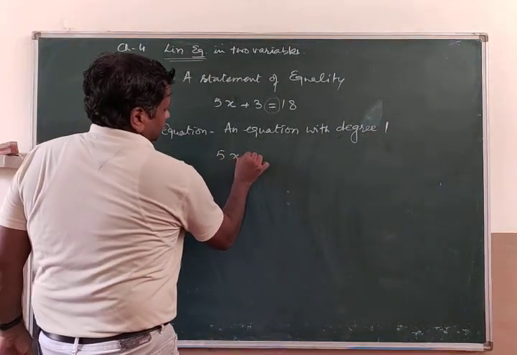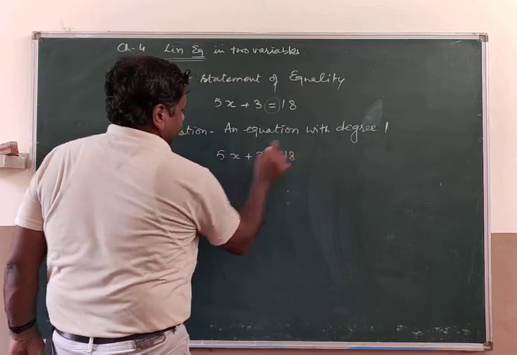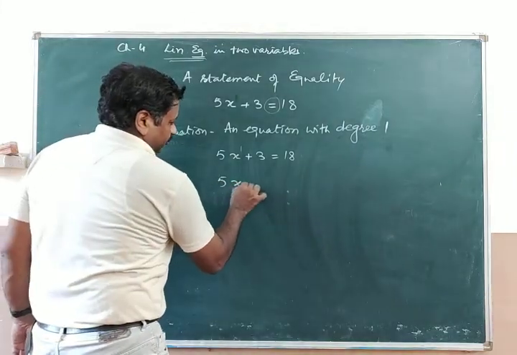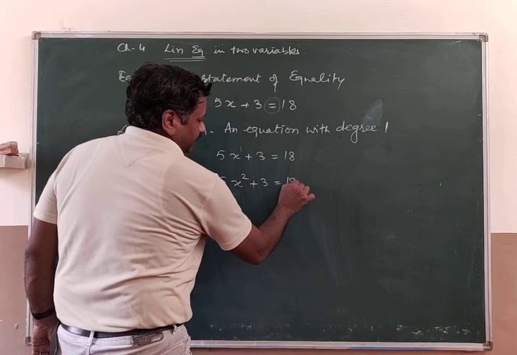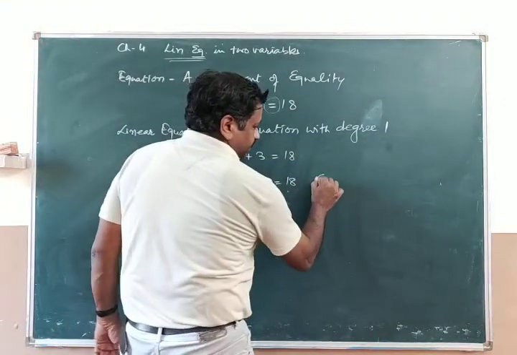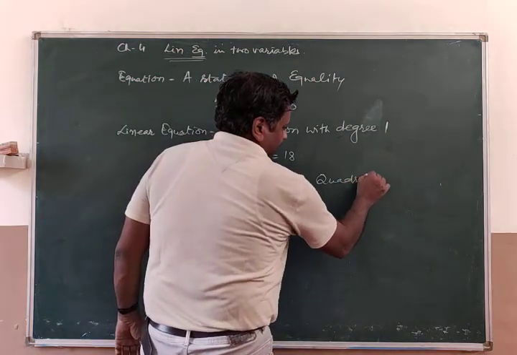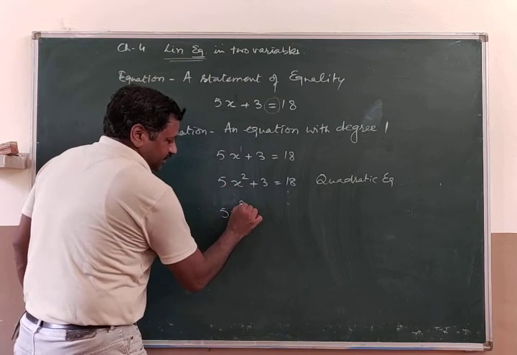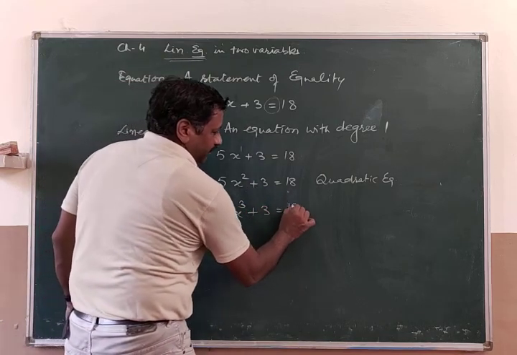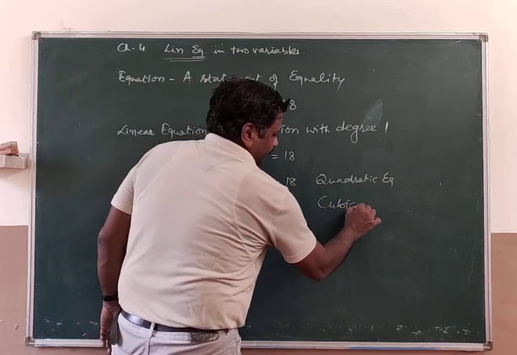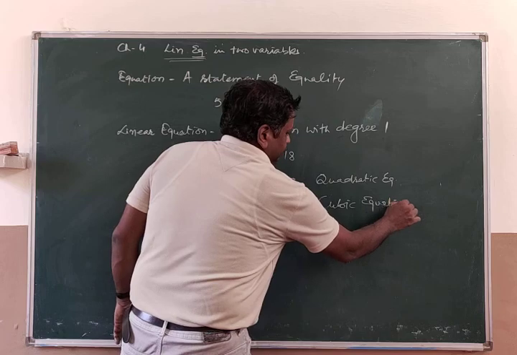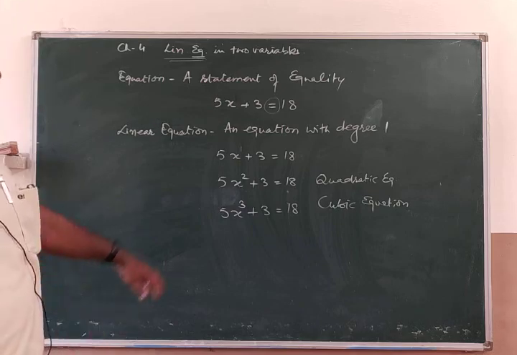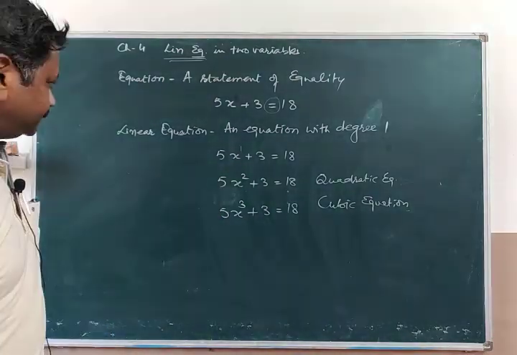5x plus 3 equal to 18. No power is there, so degree is 1. So this is linear equation. 5x square plus 3 equal to 18. So this is quadratic equation. Equation with degree 3, 5x raised to power 3 plus 3 equal to 18, this is cubic equation. So it depends upon the degree. If degree is 1, then it is linear equation.